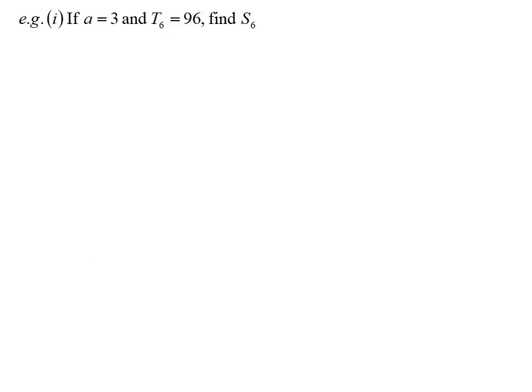So we know the first term's 3, we know the sixth term is 96. We want to find what the sum of those 6 terms would be. So we need to extract all the key information. We know a. The other thing we need to know, oh, hang on, they've told me the last term. I could just simply use the sum to n where it's the a plus l formula for this. A basic substitution question.